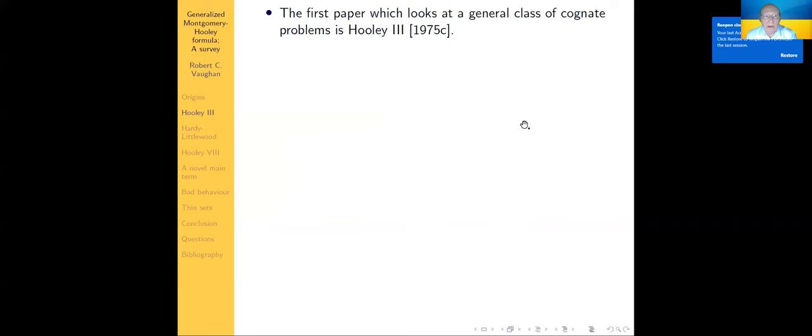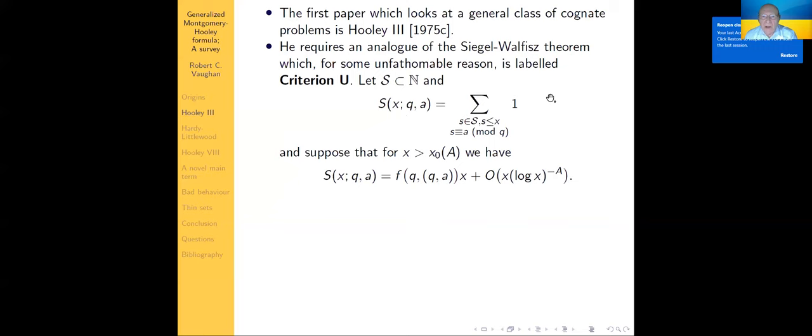Okay, so Hooley has a paper, I think it's his third paper with the generic title, where he treats a rather general situation. It's not exactly like the primes, because now he's treating a set S which has positive density. So if you take Q equals one, you can see that he's saying that the density of his set is a constant times X. So it's just different from the primes and nicer than the primes in some sense.